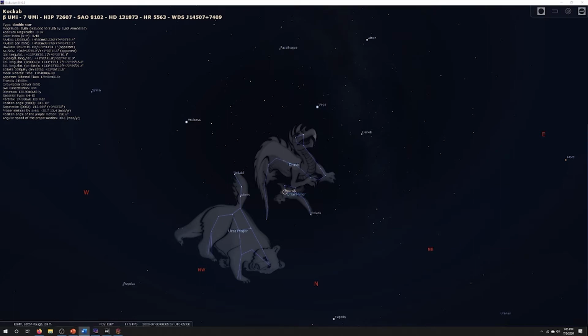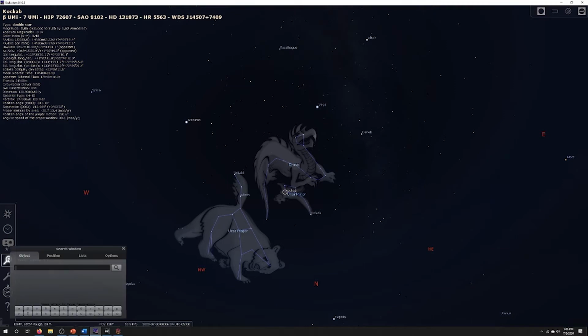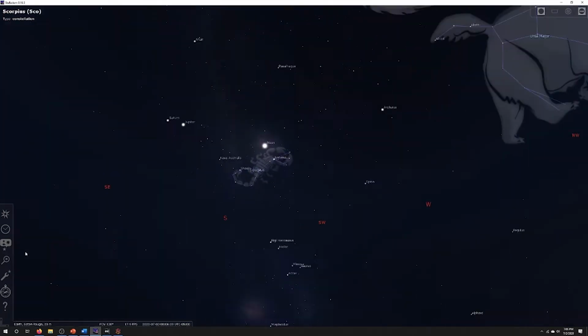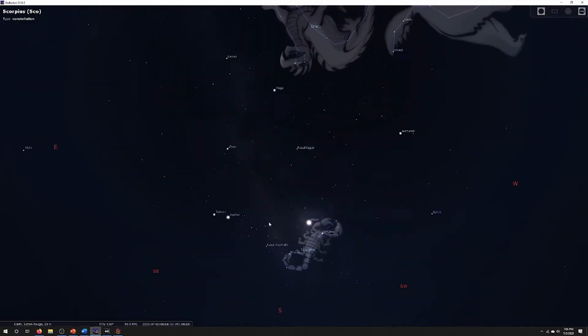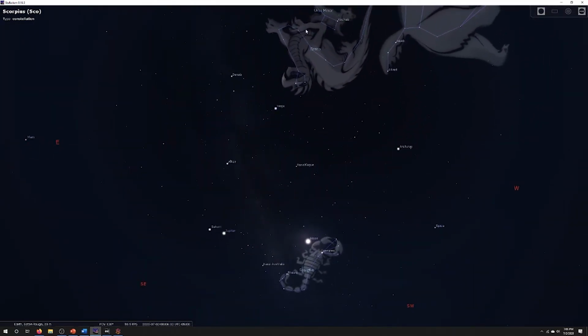Now, since we're on the topic of Draco, just below this constellation, you can find something else, a constellation that goes by the name of Scorpius. Pull this down just a tad, and there you can see Draco the Dragon, and just below them, on the southern horizon, you will find Scorpius the Scorpion. Well, this might sound familiar to you because Scorpius was the actual son of Draco Malfoy, Scorpius Malfoy.